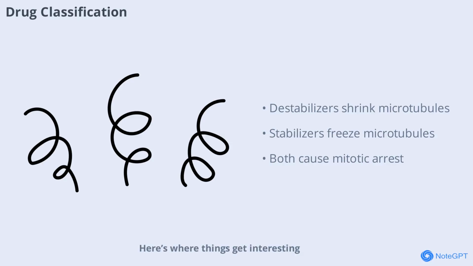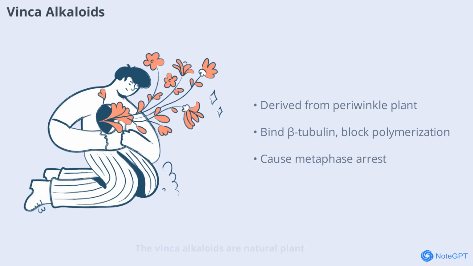Here's where things get interesting. You can disrupt microtubules in two completely opposite ways and still achieve the same outcome: mitotic arrest and cell death. Microtubule destabilizing agents like the Vinca Alkaloids block tubulin polymerization, causing microtubules to shrink. On the other hand, microtubule stabilizing agents like the Taxanes promote polymerization and lock microtubules in place, making them too rigid to function. Either way, the mitotic spindle stops working, and the cell cannot move its chromosomes apart, leading to cell death.